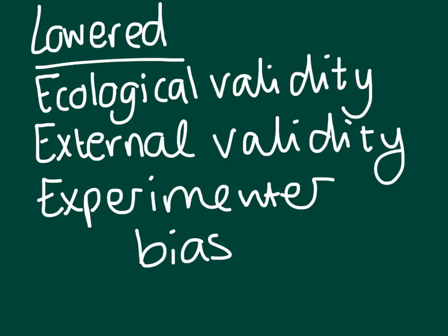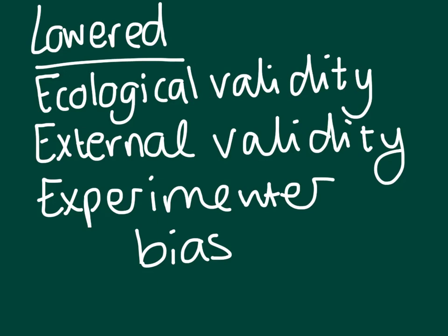The areas then in a laboratory setting where reliability or validity would be lowered is they would be lowered in terms of ecological validity, external validity, and experimenter bias. So again, for each of these, why in a laboratory setting would there be lowered ecological validity? And more importantly, what are the implications of that? Why in a lab setting would there be lowered external validity? And why in a lab setting might there be, not necessarily, but there might be experimenter bias? So add those to your list as well.